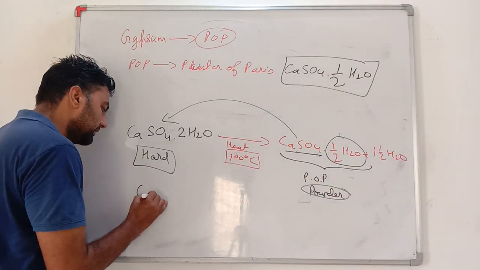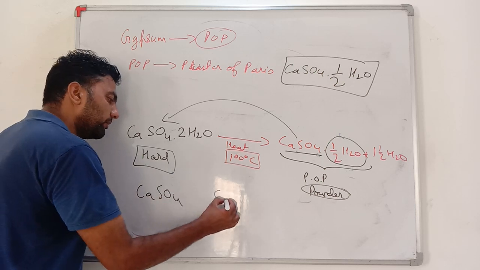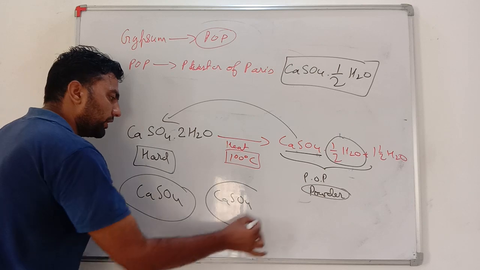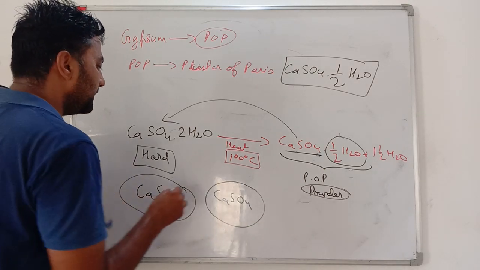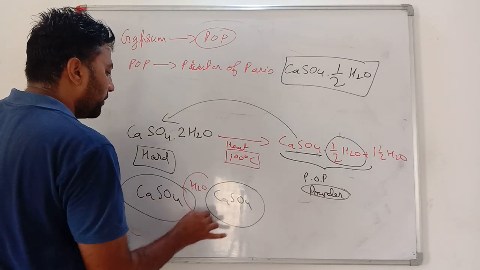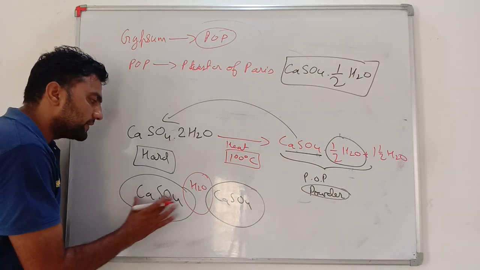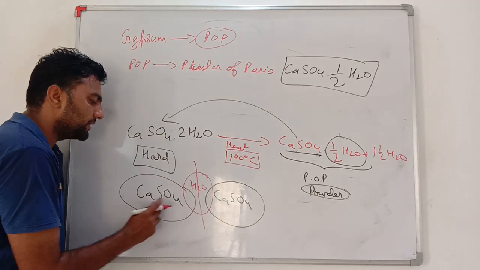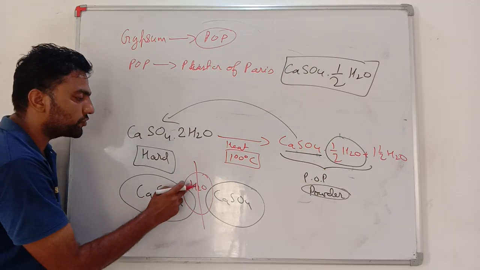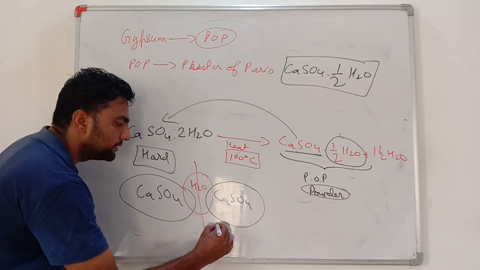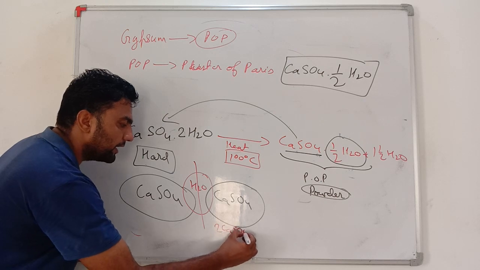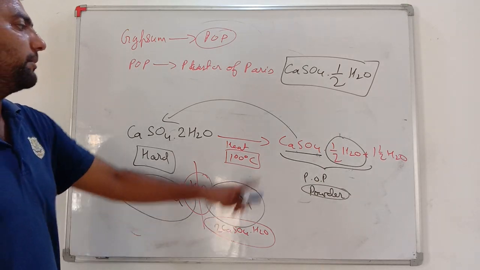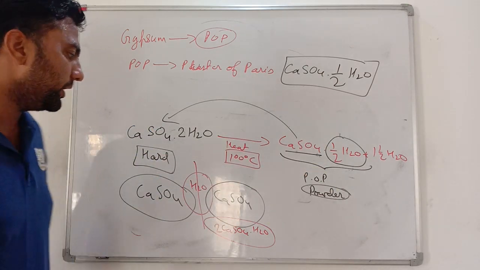What happens is that one molecule of CaSO4 and a second molecule of CaSO4 both share a single molecule of water. It means a single molecule of water between two CaSO4. It means CaSO4·½H2O, or you can write 2CaSO4·H2O. No issue. You can multiply this completely by 2. Okay.